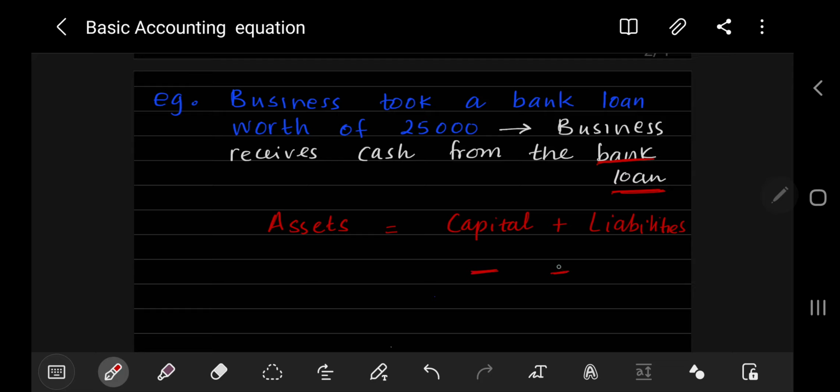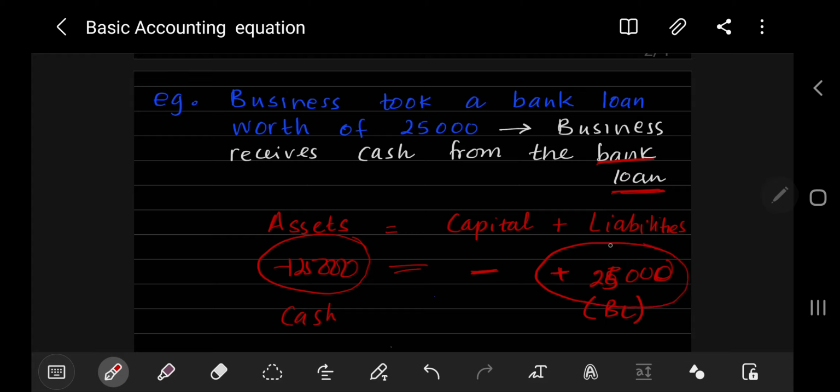Now this time what we get is a liability or third party payable. We are supposed to pay back to the bank one day, but still our liabilities are increased by 25,000. Well, when they give that bank loan, the cash of the business will increase by 25,000. That will make up our equation. So the debit side has plus 25,000 and the credit side has plus 25,000. The left side and the right side have 25,000 each.